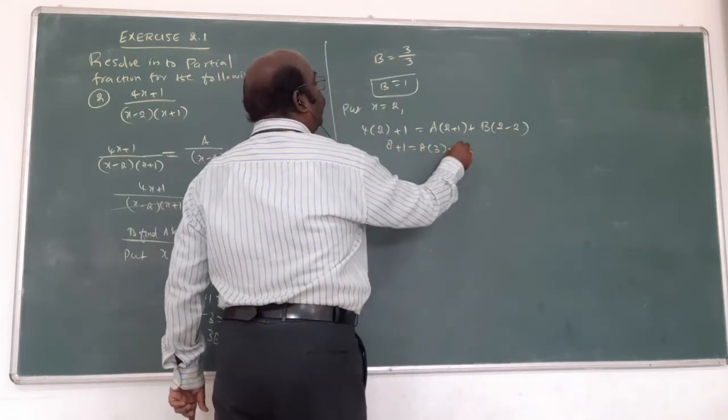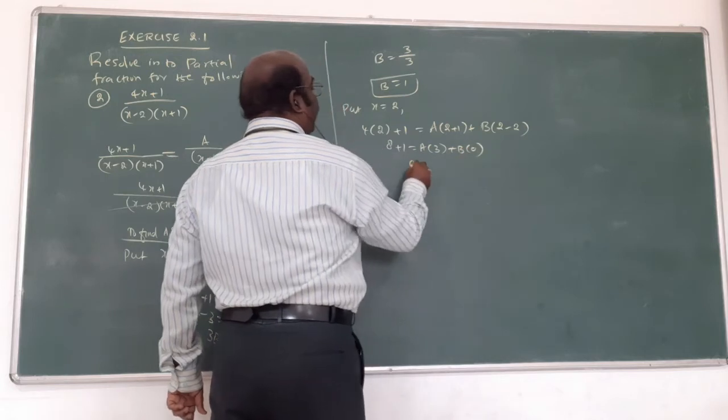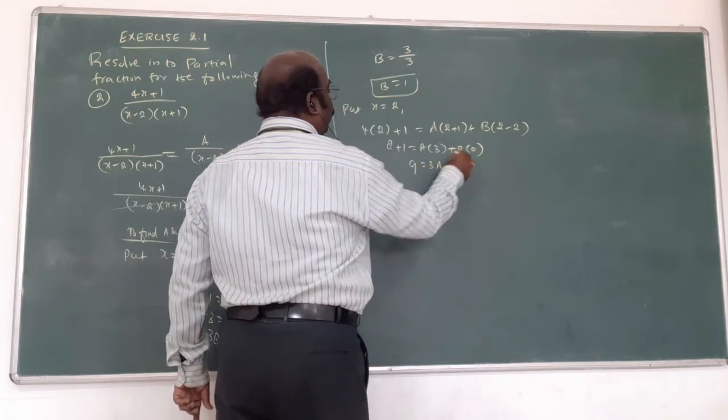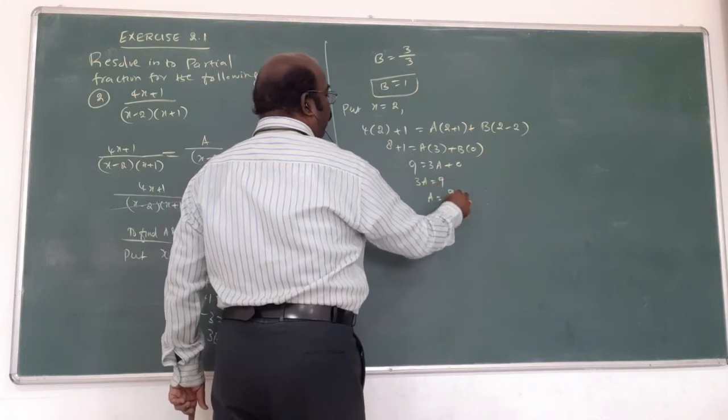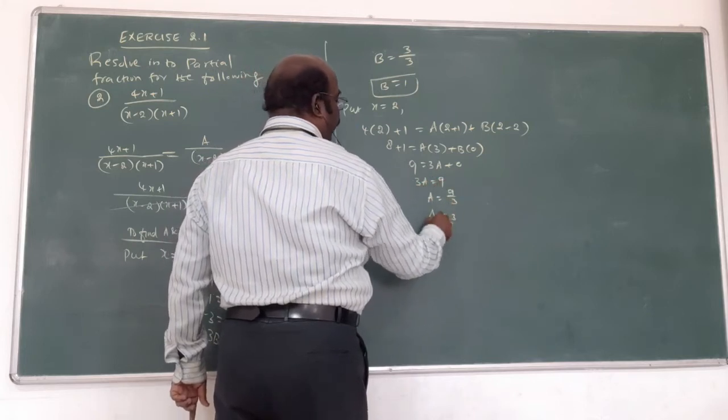A into 3, b into 0. Okay, 9 equal 3a plus 0. But 3a equal 9. A equal to 9 by 3. That is 3 is the answer.